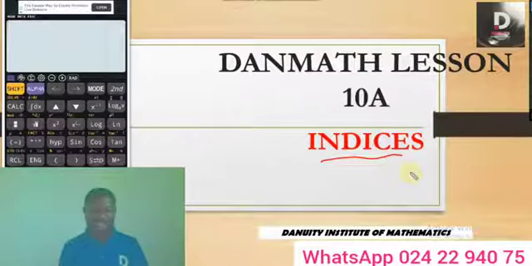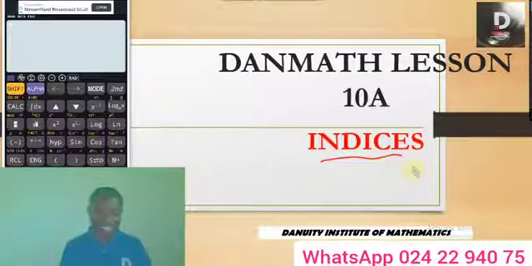Properties and how to apply them using your calculator in mathematics, right? So let's see the way forward.